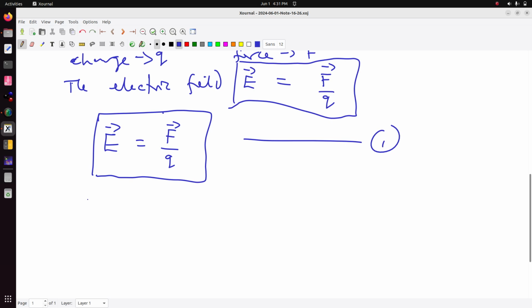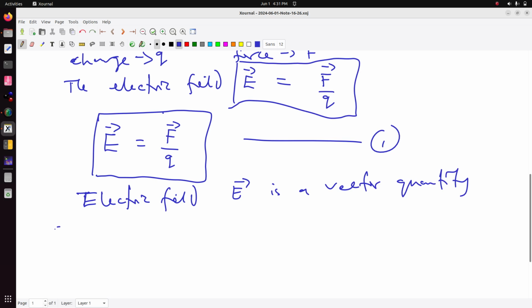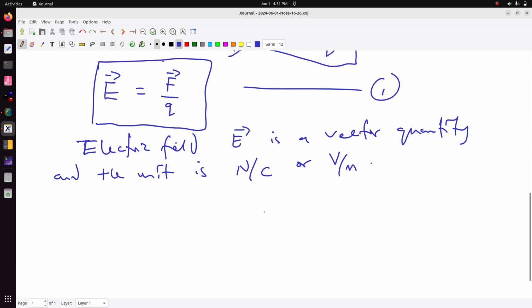Now, this electric field E is a vector quantity. And the unit can be Newton per coulomb. In this case, the force is in Newton and the charge is in coulomb. Another unit is volts per meter. We'll get to that shortly. Volts per meter can also be the unit of electric field.